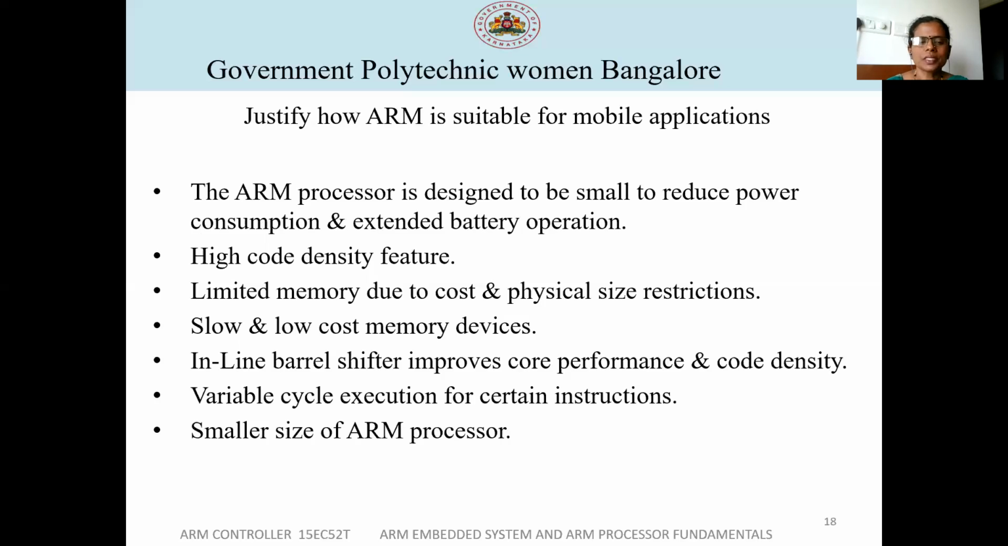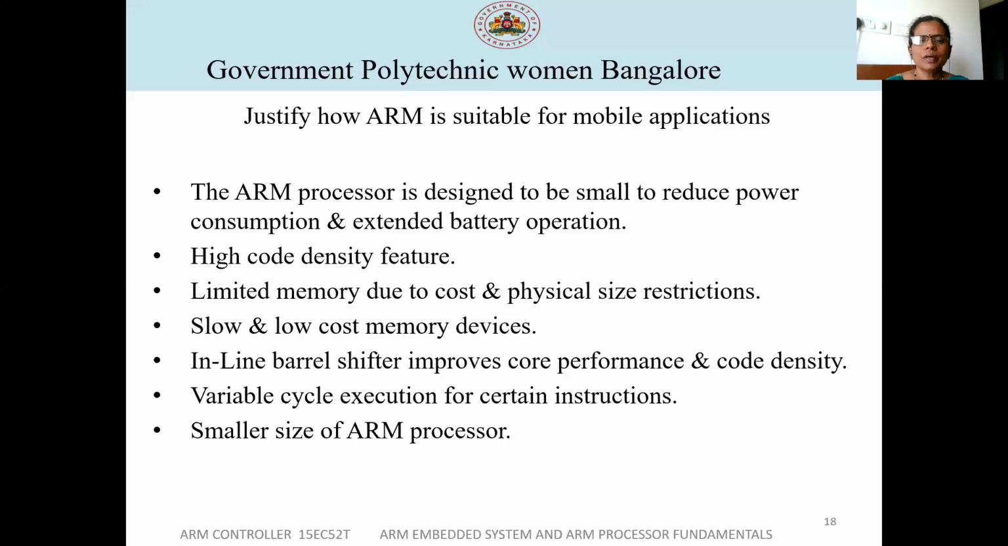ARM has the important feature of high code density. This feature also makes ARM suitable for mobile applications. And limited memory, due to cost and physical size restrictions, and slow and low cost memory devices are used. An inline barrel shifter improves the core performance and code density, variable cycle execution for certain instructions, smaller size of the ARM processor. All these features we studied in ARM design philosophy and the features of the ARM instruction set. I have listed a few features. These features make the ARM suitable for mobile applications.